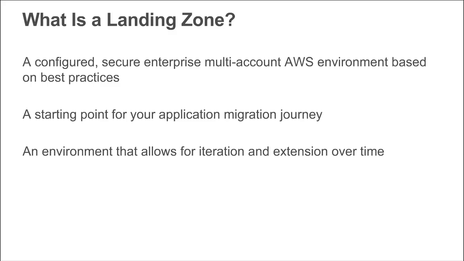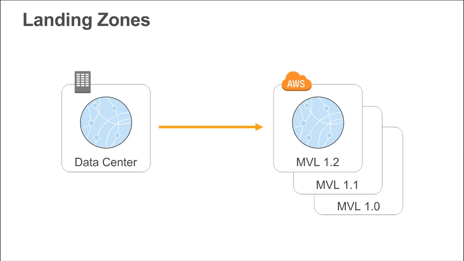So, in summary, a landing zone is an environment that will allow you to iterate and extend over a period of time based on your use cases. With every project, with every first use case that you try in AWS in the pre-migration phase, what you're really doing is creating a minimum viable landing zone 1.0, and as you uncover additional requirements, you modify your landing zone. Therefore, by the time you're done with the pre-migration phase, what you have is a very solid foundation.